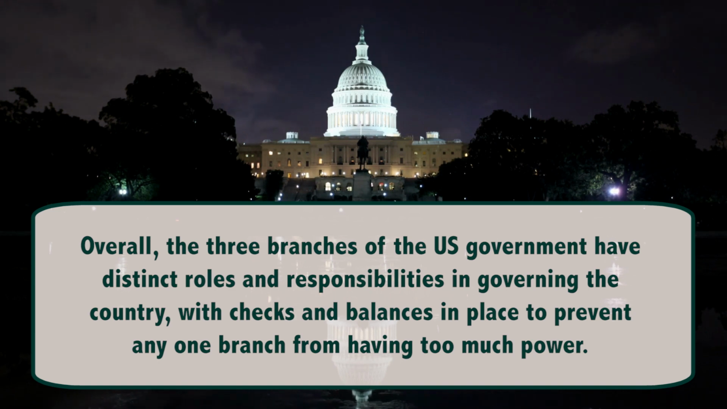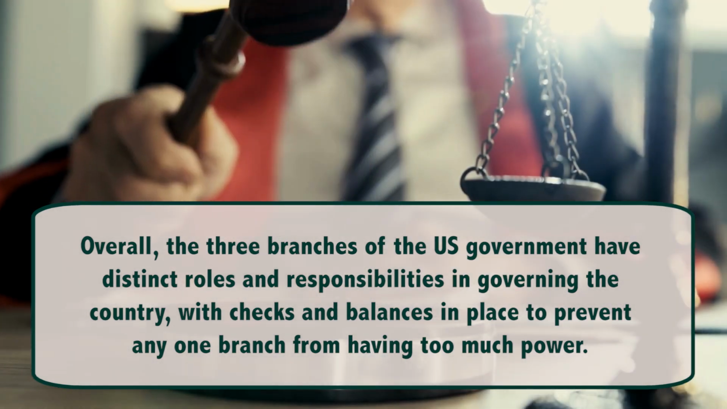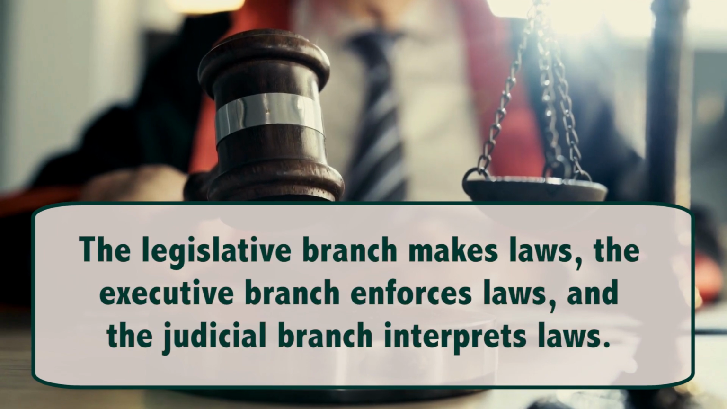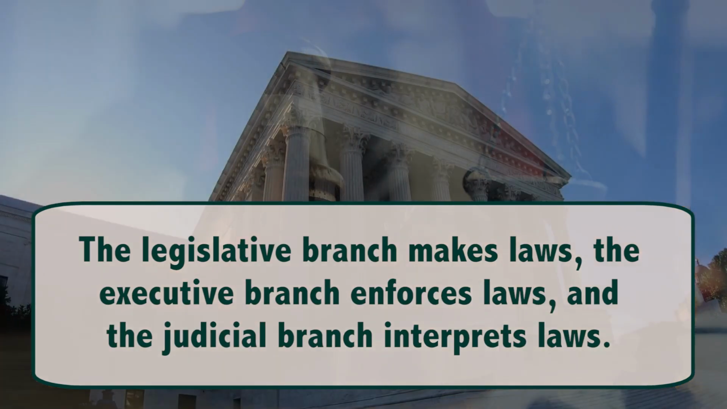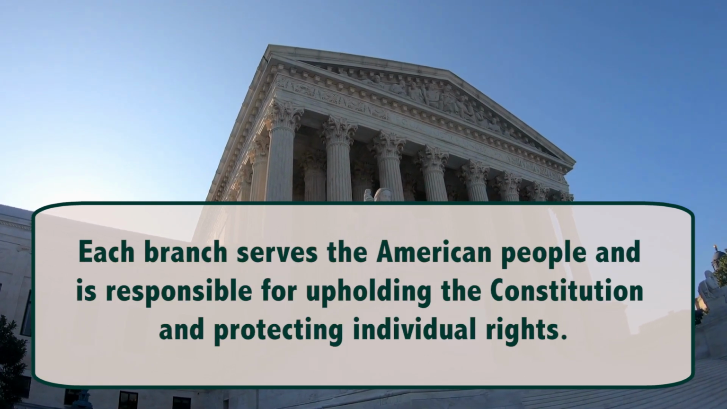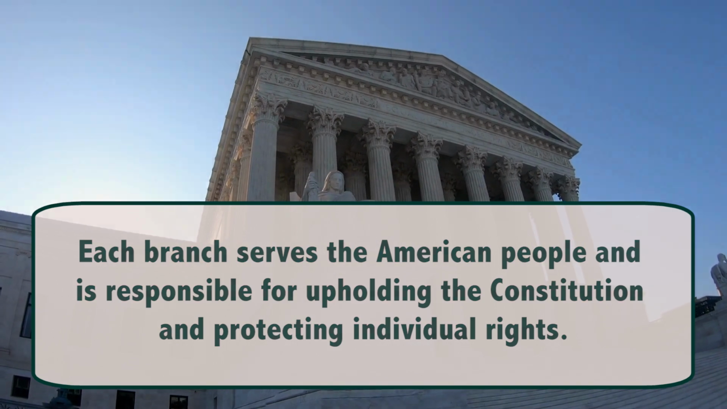Overall, the three branches of the U.S. government have distinct roles and responsibilities in governing the country, with checks and balances in place to prevent any one branch from having too much power. The legislative branch makes laws, the executive branch enforces laws, and the judicial branch interprets laws. Each branch serves the American people and is responsible for upholding the Constitution and protecting individual rights.